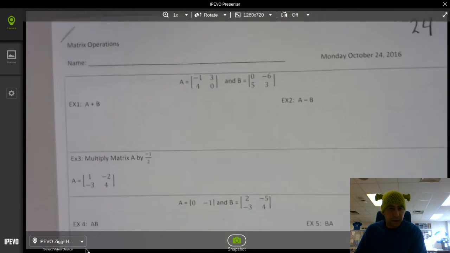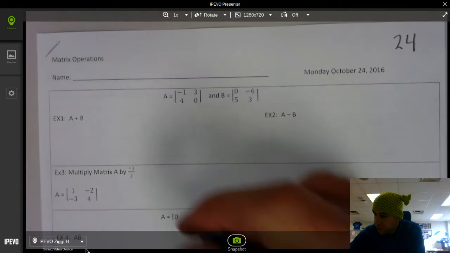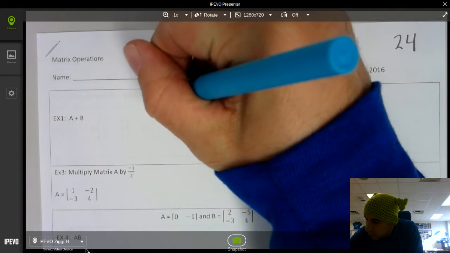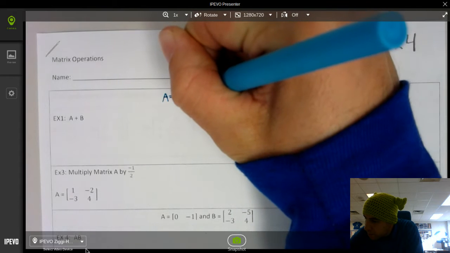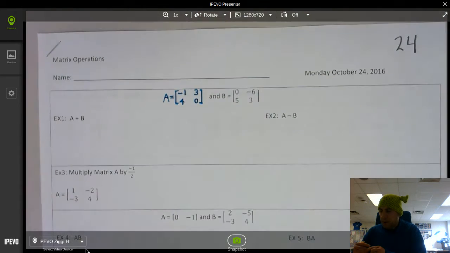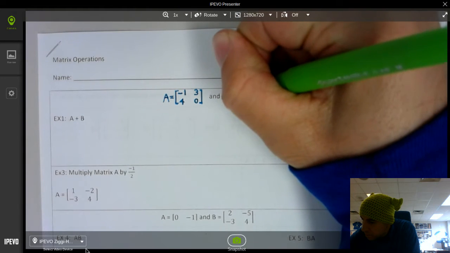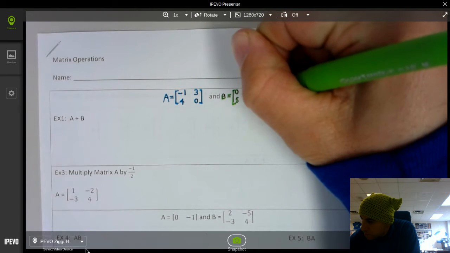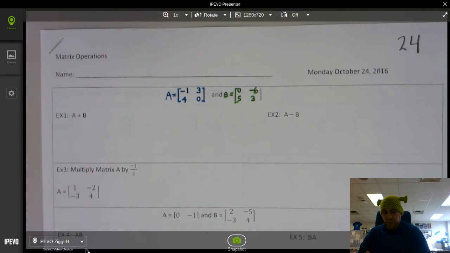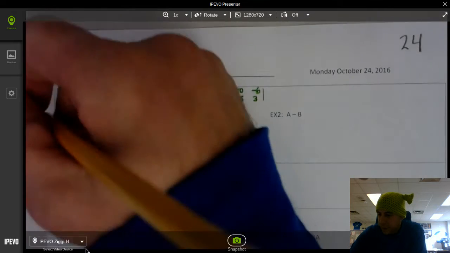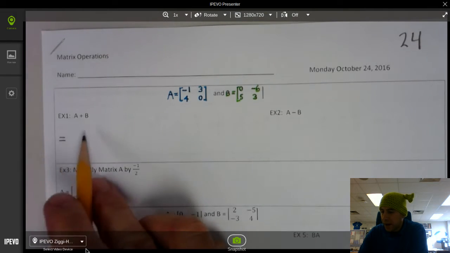All right, so let's look at example number 1. And remember, this is going to be on page 24. Now, I'm going to color code the matrices, and I really recommend doing that. Okay, so I'm going to make A in blue. And I'm going to make B in green. All right, so to get credit on your assignment, I'm going to show you the steps needed for work. So here, we're going to add A and B.